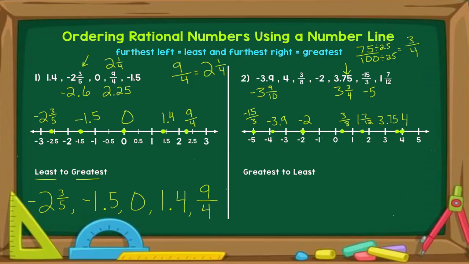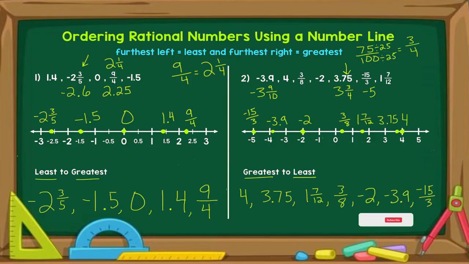Now we need to order from greatest to least. So the greatest is going to be the furthest to the right on the number line, and then we can work our way left. So the greatest is 4, then we have 3.75, then 1 and 7/12, then 3/8, and then negative 2, then -3.9, and then the least is negative 5/3. And now those rational numbers are in order from greatest to least.